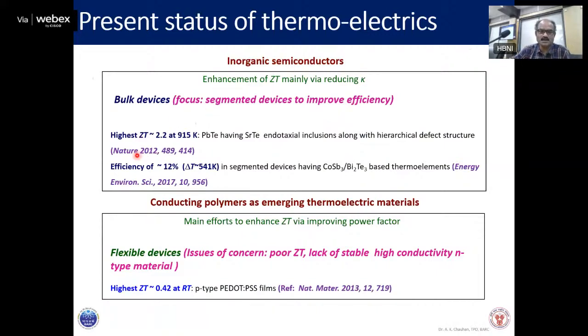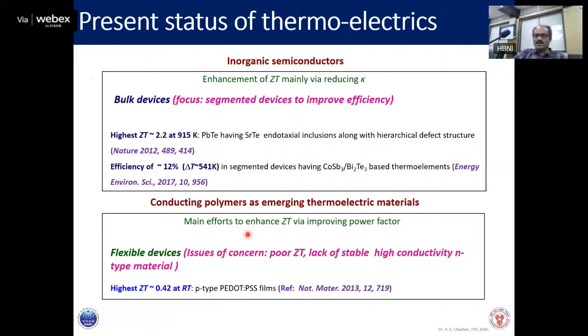So the highest ZT in segmented devices or bulk devices is nearly 2.2 at 900 Kelvin for this material, that is the telluride, which is having strontium telluride. And an efficiency of nearly 12% has been achieved in the segmented devices, which consist of cobalt antimonide and bismuth telluride based thermoelectrics.